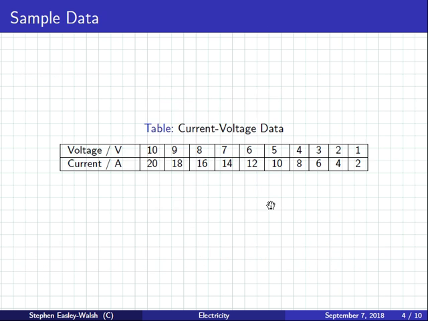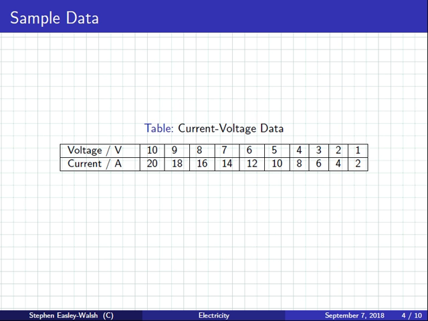Right, so here's an example. Here we have voltage and here we have current. And as the voltage gets smaller, we see that the current gets smaller. Now we'd like to plot this. So we usually put the V here. Why do we put the V here? Because that's the one we change. And then we measure the I. So the I goes here. Yeah?